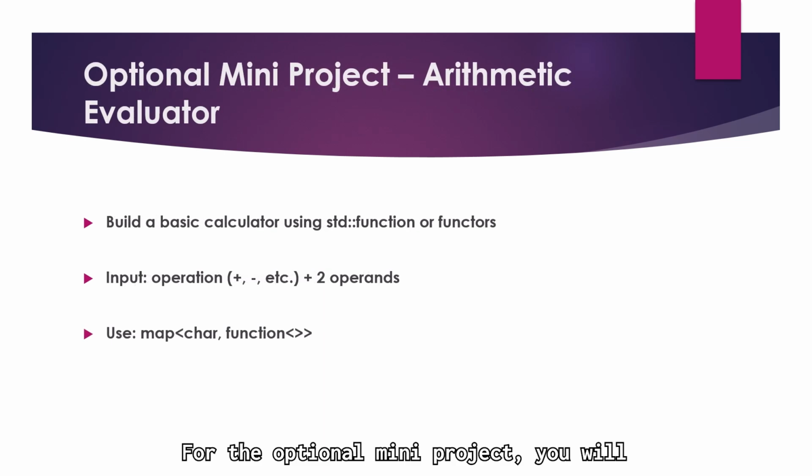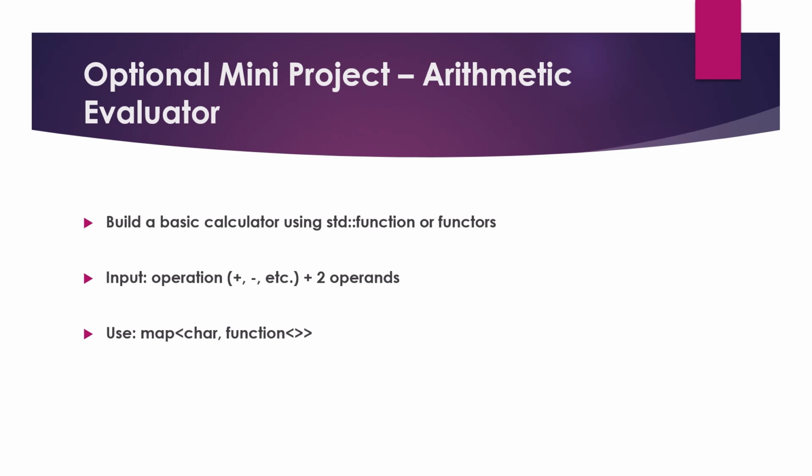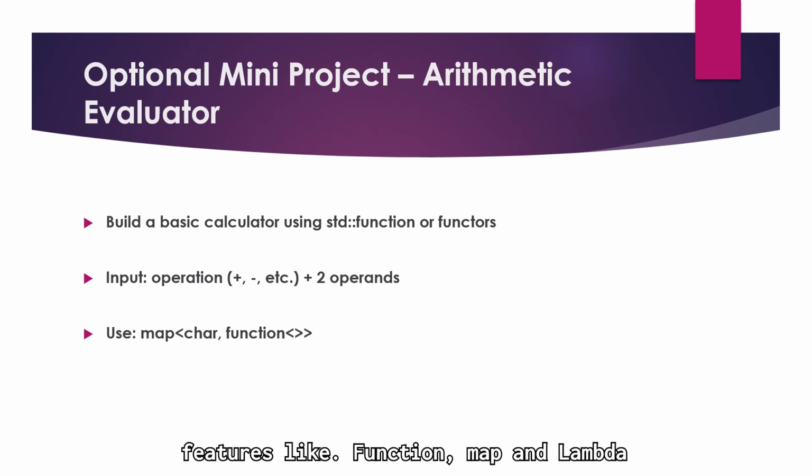For the optional mini project, you will build an arithmetic evaluator using std::function or functors. The evaluator should take an operator and two operands, then compute the result based on the operation. You can use a map of char to function to map each arithmetic operation to its corresponding function. This project is designed to push your limits by applying advanced STL features like function, map, and lambda expressions. If you complete this project, you will earn extra points and more importantly gain deeper insight into how powerful STL can be.